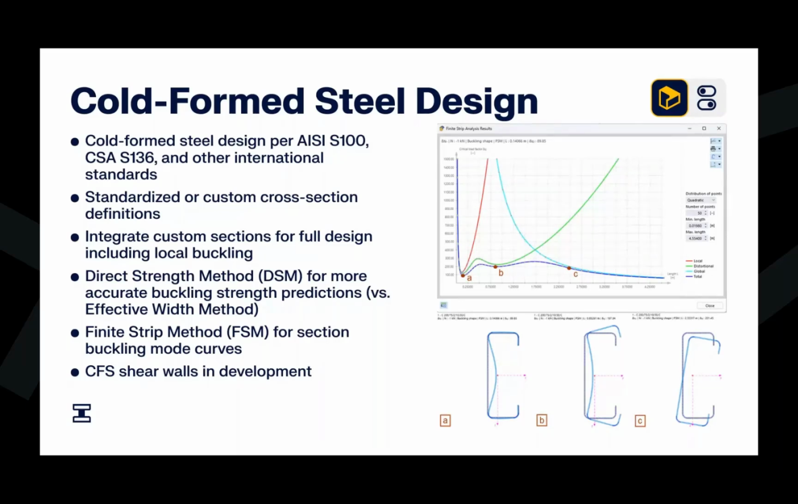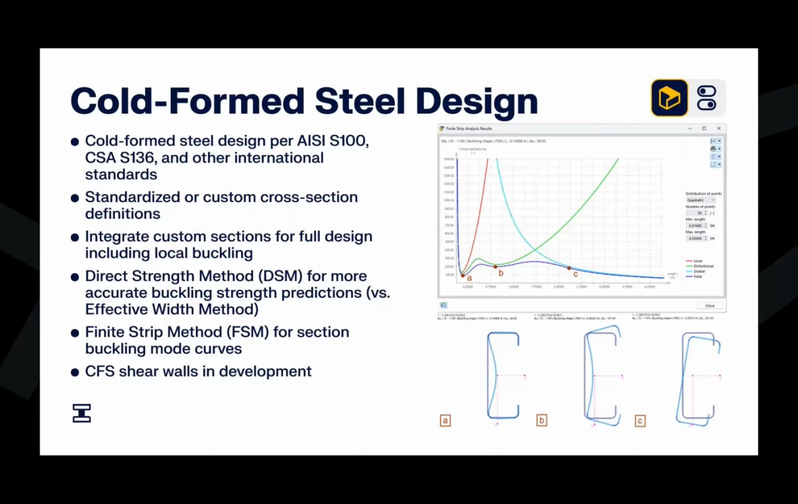So not all competitor programs are able to do that. Now, specific to cold form steel design and buckling, we have implemented the direct strength method. And this gives us a little bit more accurate buckling strength predictions versus a little bit more antiquated approach with the effective width method. So again, utilizing direct strength method.